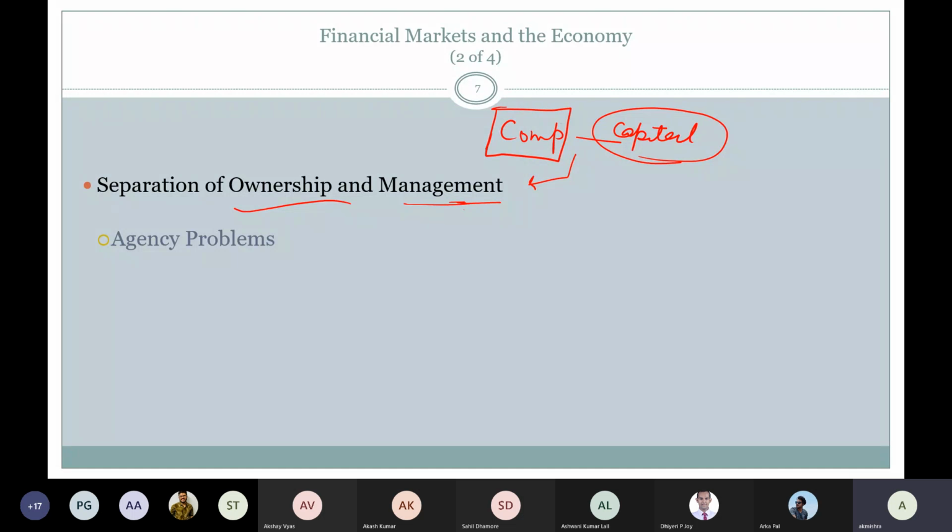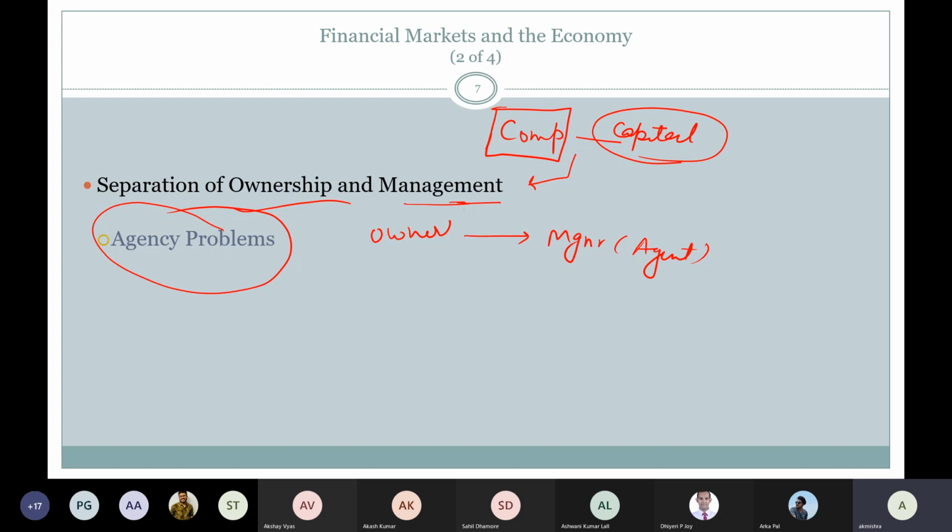And most of the time, because of separation of ownership and management, one very prominent problem arises. We call it agency cost or agency problem. So what is agency problem? Because see here, if you have one owner, and the owner has recruited a manager. So you have a manager. So basically we can call the manager the agent of the owner.